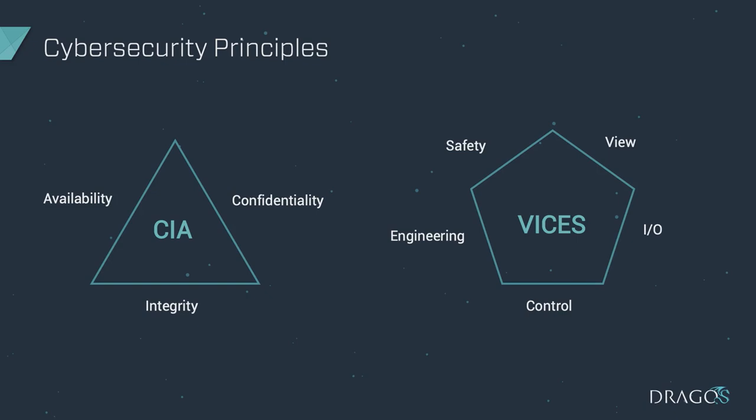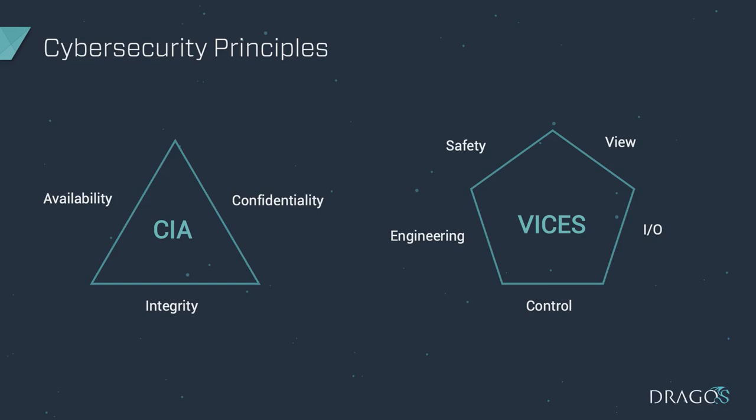So within IT, you have the CIA triad, right? You have confidentiality, integrity, and availability. So you want to be able to keep your information private. You don't want it to fall into the wrong hands. You want it to be trustworthy. You want to know that you can trust the information that's there. And you want your networks and services to be available. You don't want things to go down.